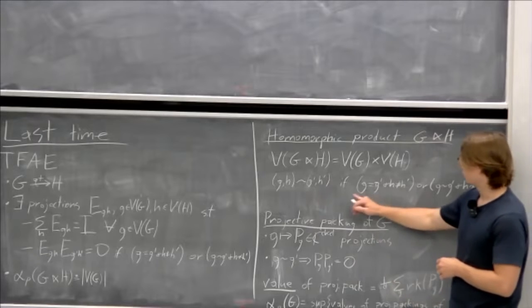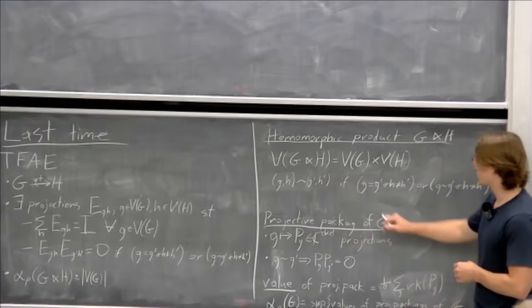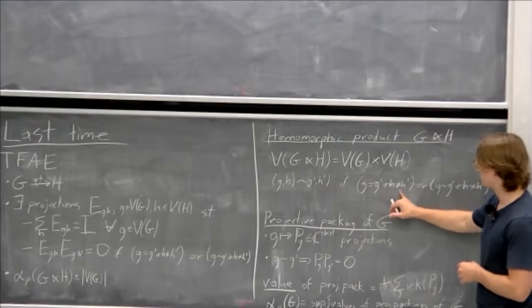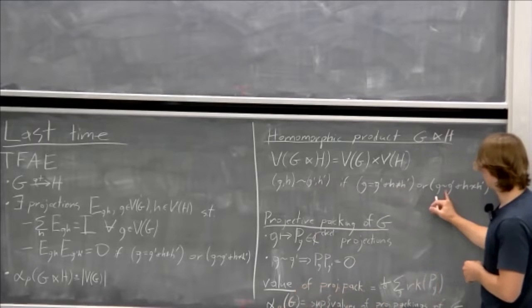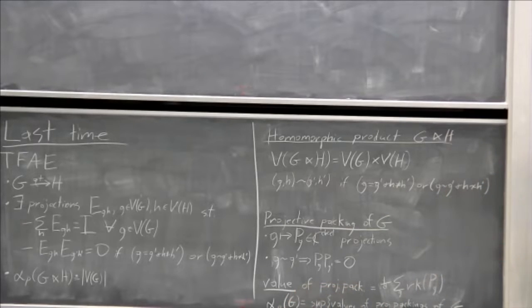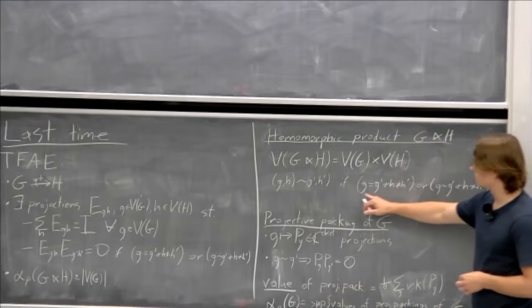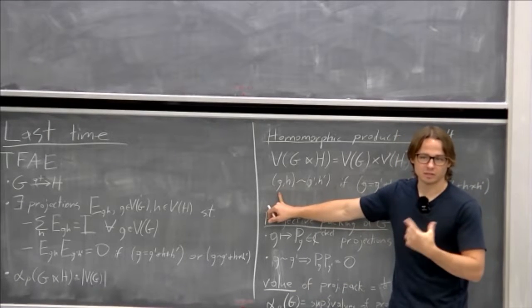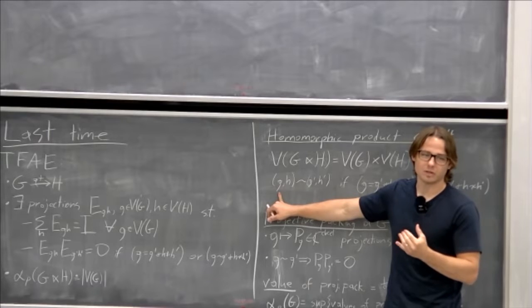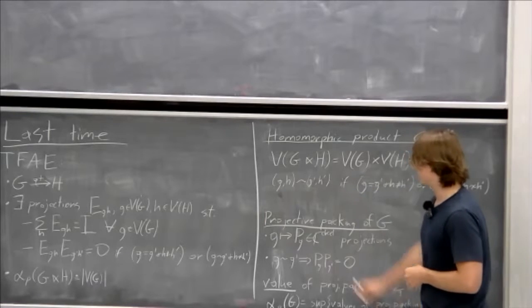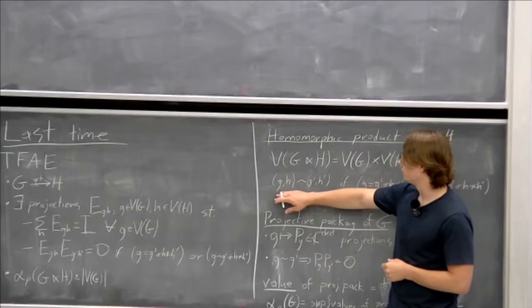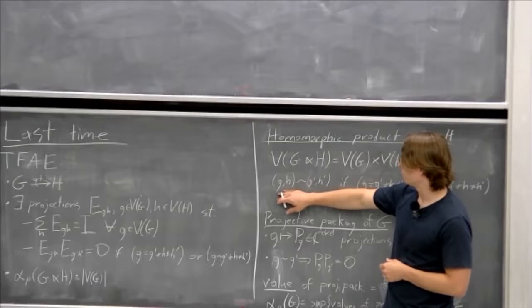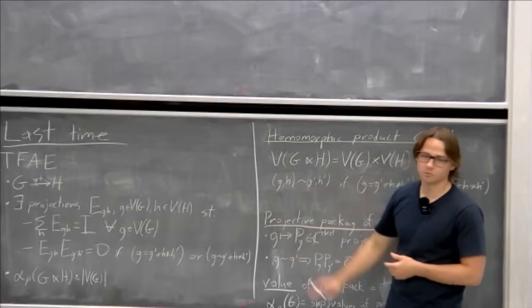So these two ordered pairs are adjacent if g is equal to g prime and h is not equal to h prime, or if g is adjacent to g prime and h is not adjacent to h prime. In particular, this means that if I fix a first coordinate here and I vary the h coordinate, then I get a clique in this graph. So I can partition this graph into cliques, the number of cliques equal to the number of vertices in G.